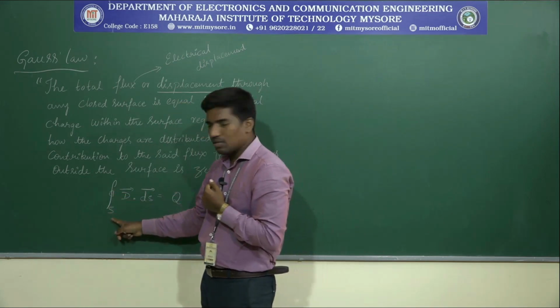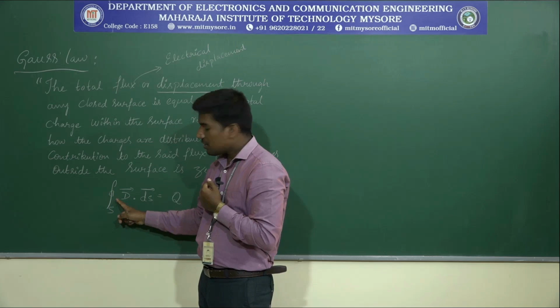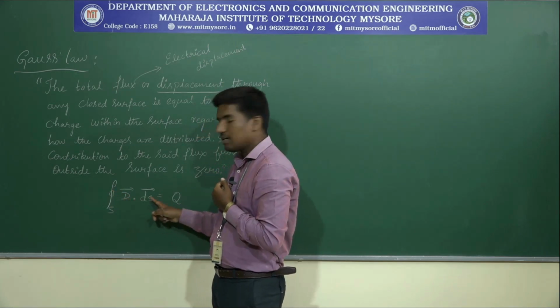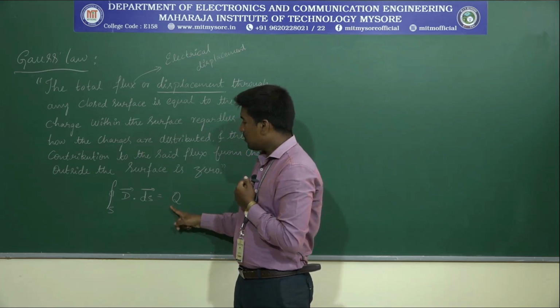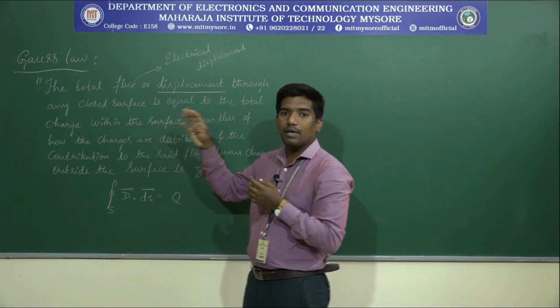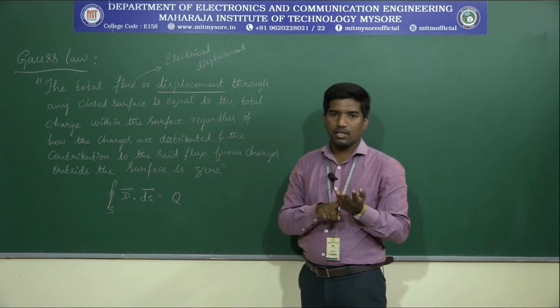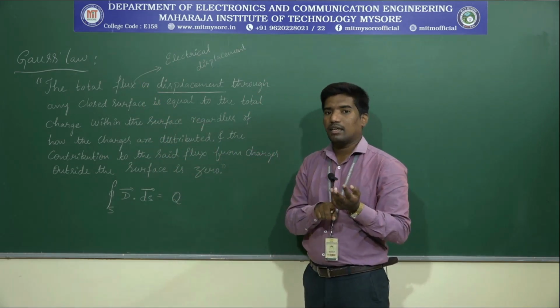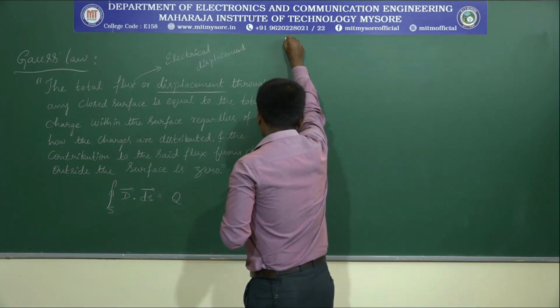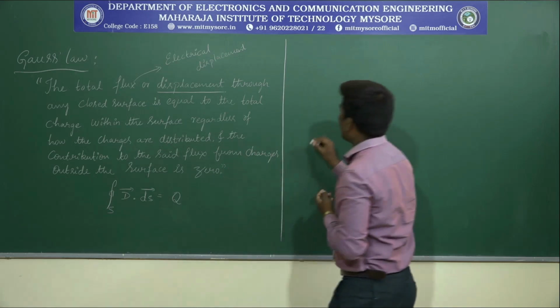What does this symbol state? This is the closed surface integral of D dot ds. We need to derive this mathematical model for Gauss law by using the electric flux density equations and electric field intensity equations. In order to do that, let us have a geometrical model.